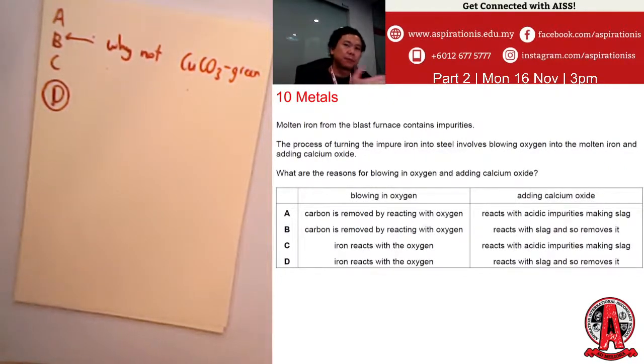And of course, the most important thing about metals in this topic is the extraction of iron. Hi, Zhao Han. And the extraction of aluminium. So let's deal with the extraction of iron first.